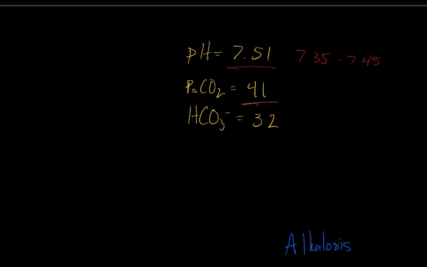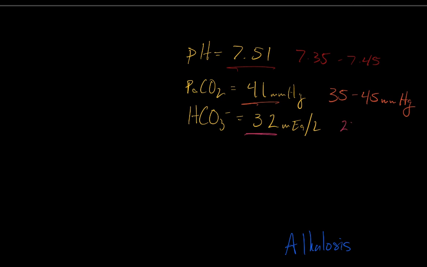Right? Second thing, let's go in and let's look at our CO2. So we know our CO2 here is 41. And again, the units here for CO2, this would be 41 millimeters of mercury. Right? So we want to add millimeters of mercury. But we're at 41. So remember, our normal is 35 to 45 millimeters of mercury. So we're right in that normal range. So everything's good.